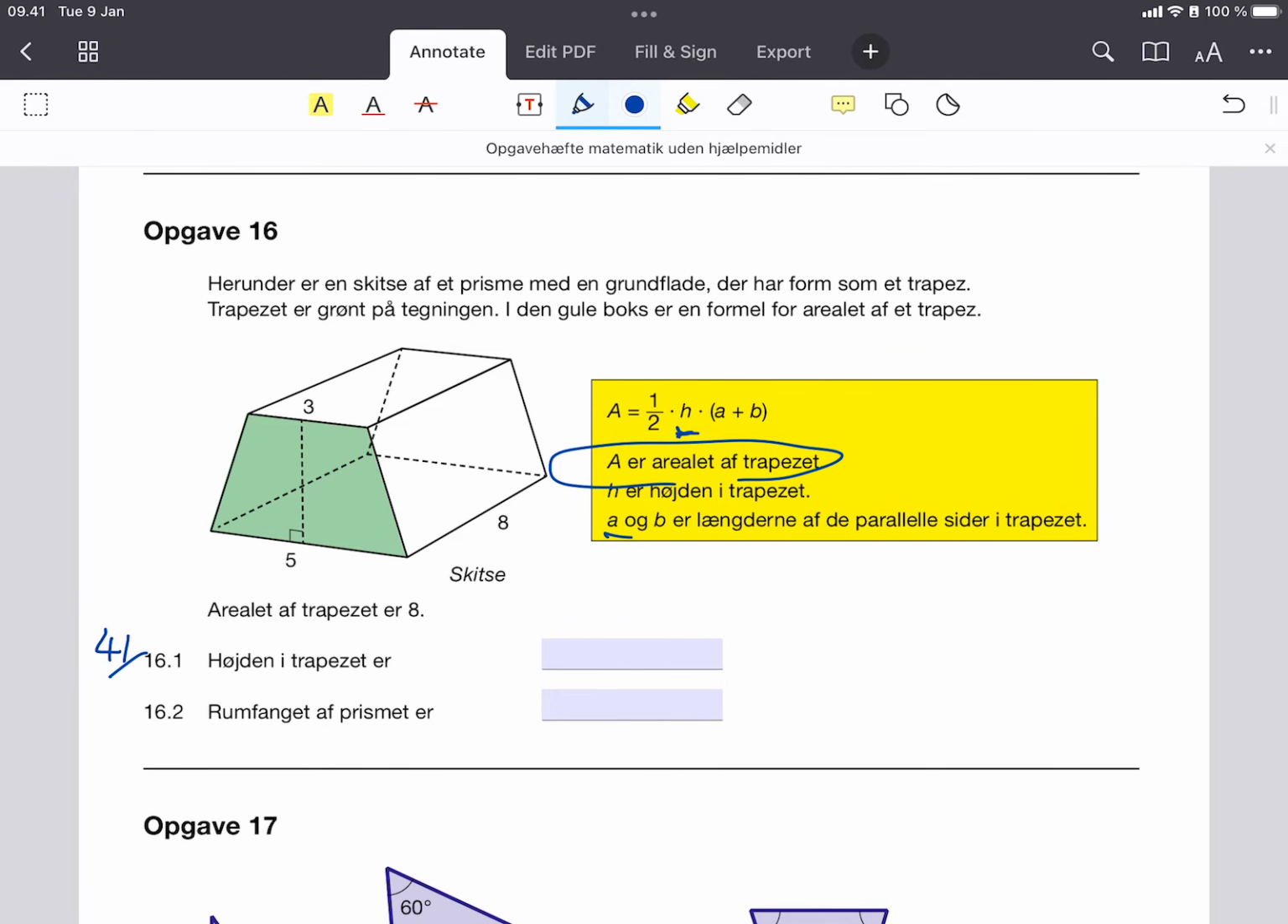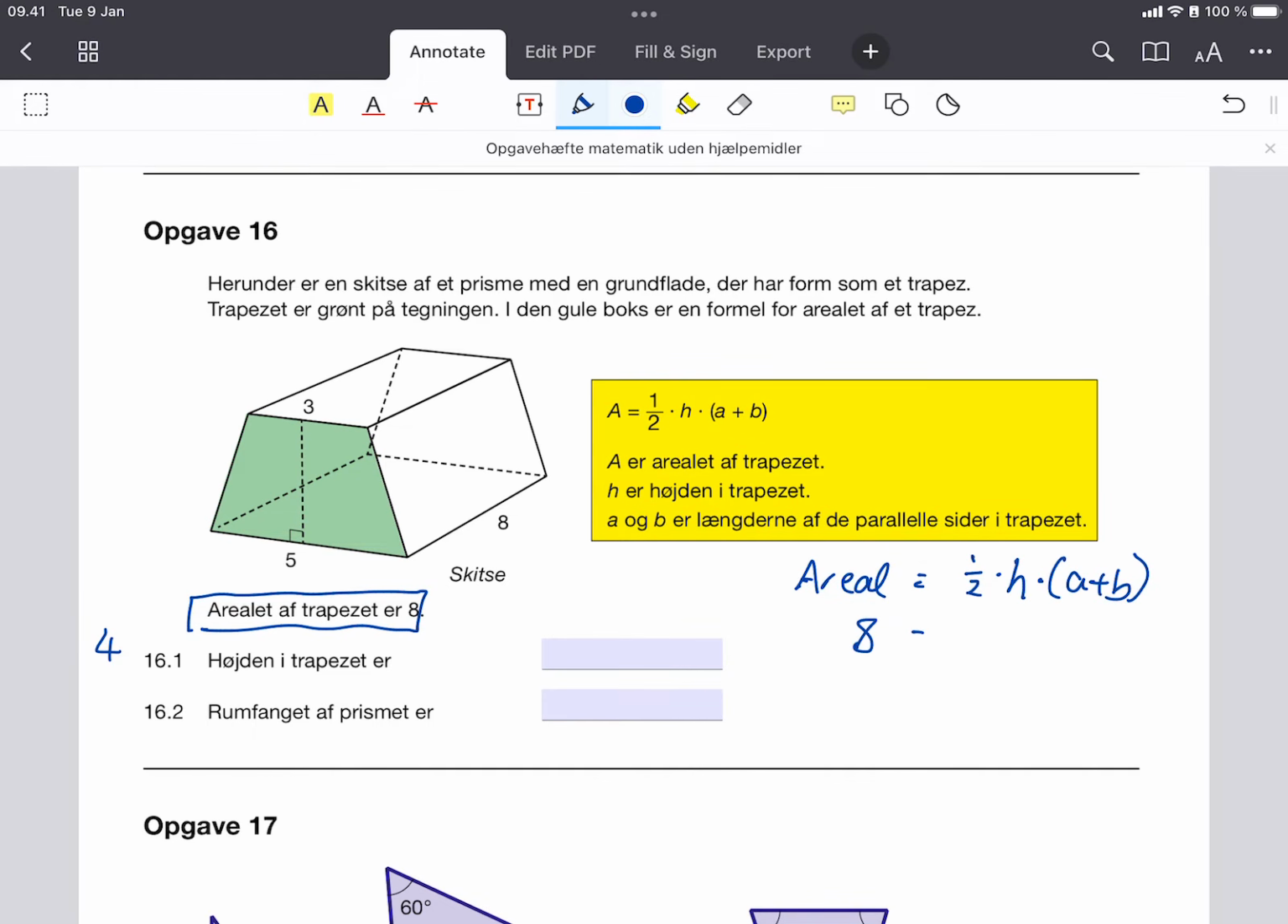Okay, but we have been told in very small letters underneath that you could easily miss. The area of the trapezium is 8. Okay, so the area is half times the height times A plus B.